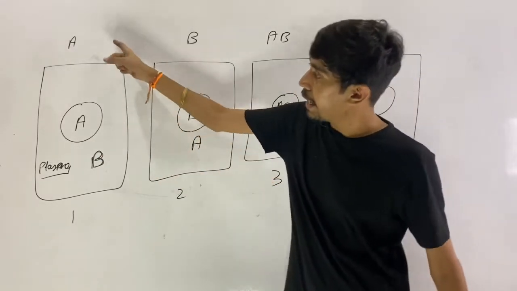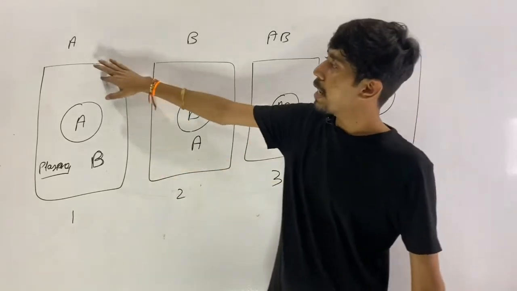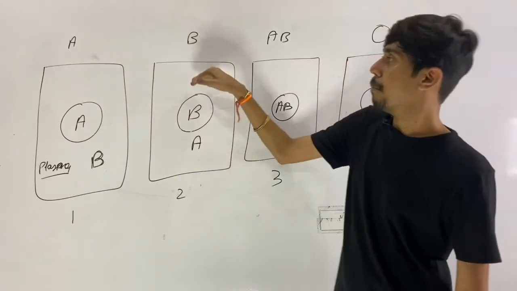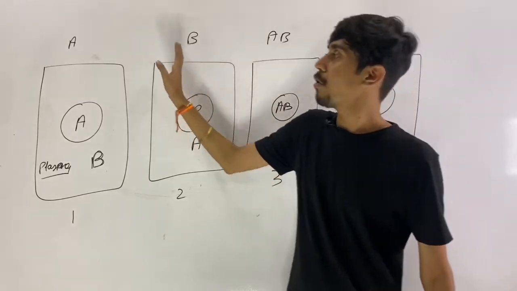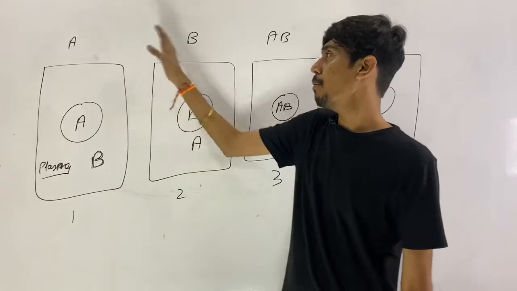A can receive the blood from A. B can receive the blood from B, but A cannot receive blood from B, and B cannot receive blood from A, vice versa.